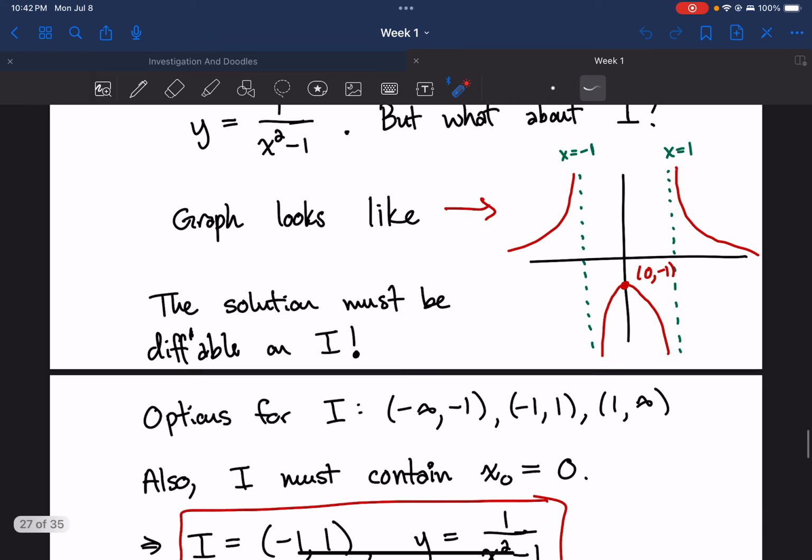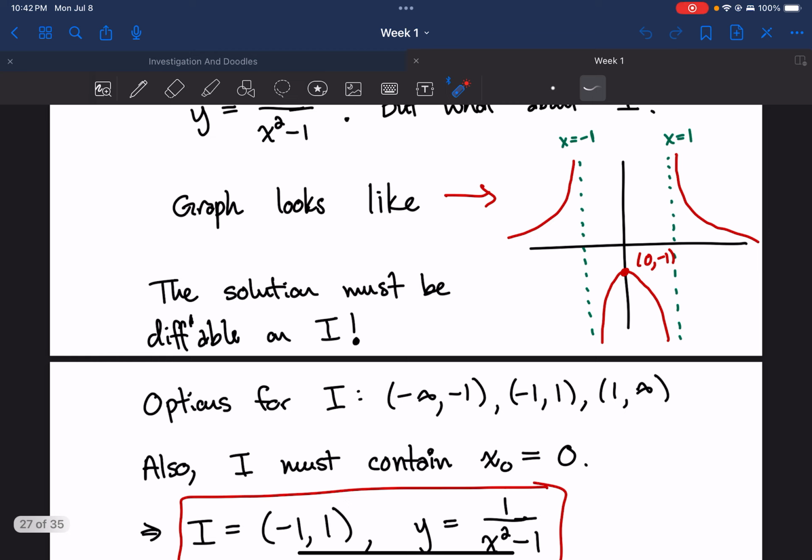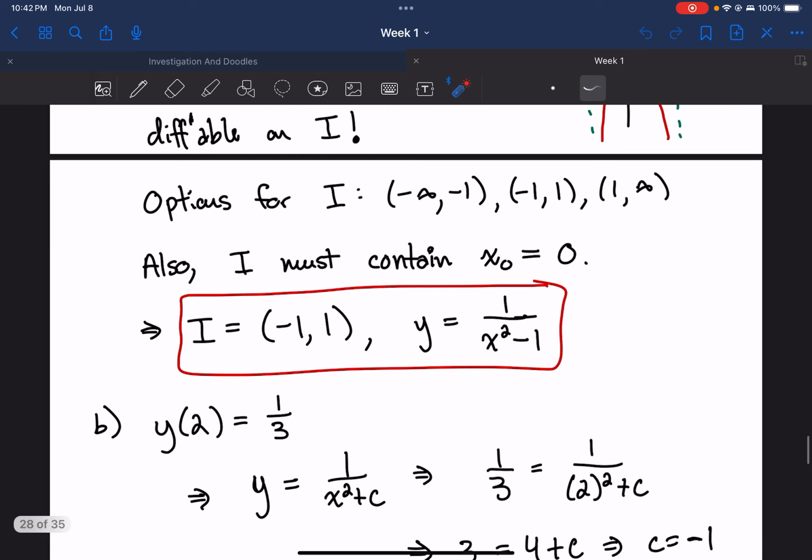-1. Overall, we have 3 options for what the interval could be, right? We could pick this interval, which is this interval here. We could pick the middle interval or the right-hand side interval, and the only one containing the initial point is this middle interval. Therefore, the solution to the initial value problem is y equals 1/x² - 1 on the interval -1 to 1.